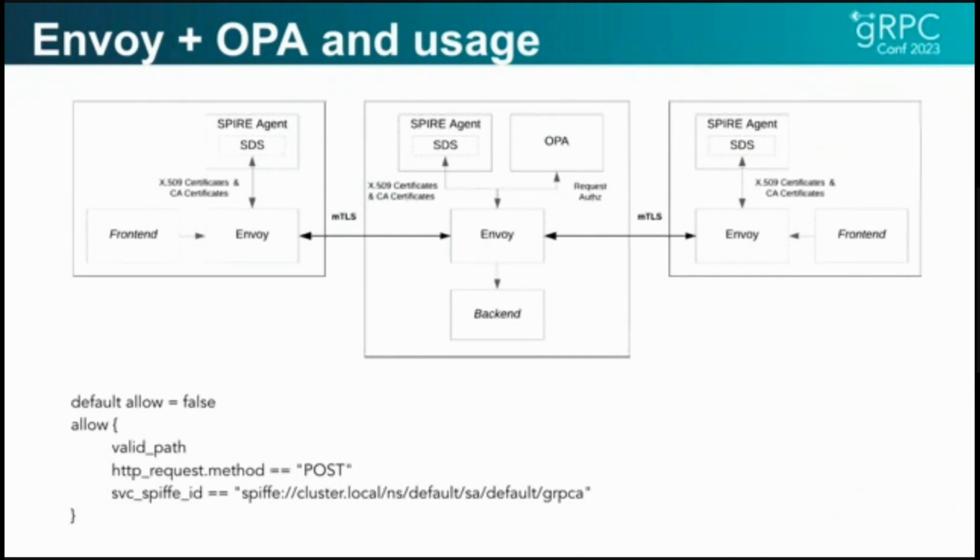to access. In this example here, we have a regular implementation of filtering: you have a valid path, a request method, and you have the SPIFFE ID for this particular service that you are allowed to access. This is the initial implementation on the website. You can see the example. You can download it, run your kind cluster and understand how these pieces work.